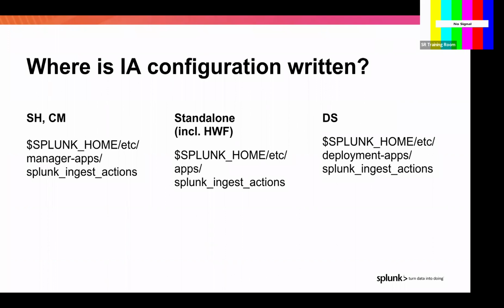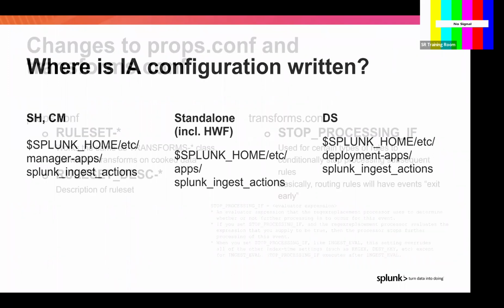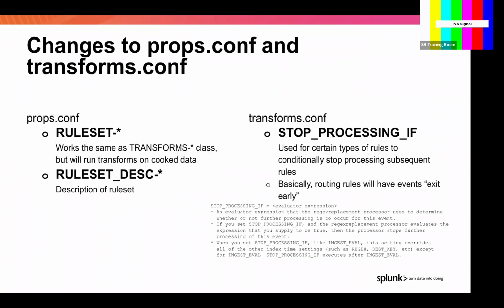And if you're on a deployment server, to your question, Becky, it writes it to a Splunk Ingest Actions app in etc/deployment-apps. Then when the heavyweight forwarders reach out to the deployment server, they pull that new app that's been written there. What's actually in this app is props and transforms stuff. Props has a new rule set thing, and I'm just going to summarize: it works the exact same as transforms, but when it gets executed is different. There's also a stop processing if, which is an implementation detail for the UI.